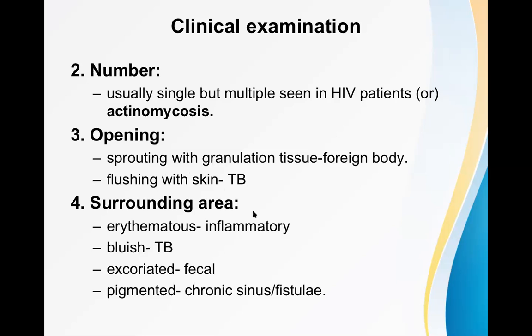Now let's examine the surrounding area. If it looks erythematous or red, it's a case of inflammation. If it is slightly bluish, probably it's a case of tuberculosis. If it is excoriated because of itching, it probably is a fecal fistula. And if it is pigmented, then it is a chronic sinus or fistula, probably because of a lot of secondary reaction going on there. This is not a very important point though, but don't forget we need to examine the surrounding area as well.